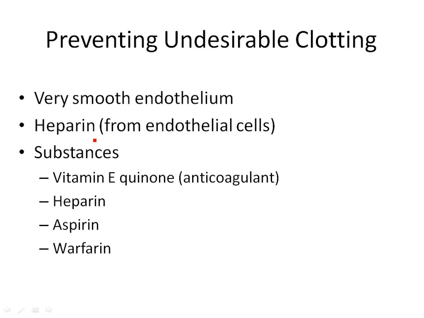Also, endothelial cells have the ability to secrete a teeny little bit of heparin if they need to, so that'll in some cases help prevent a blood clot from forming. But let's just say you have a patient in the future that no matter what you do or they do, their blood is prone to clotting. And so these molecules can be given. Vitamin E quinone is an anticoagulant. Heparin obviously is. That's been purified long ago and can be administered or put into vacutainers to keep blood in its liquid form. Aspirin of all things.